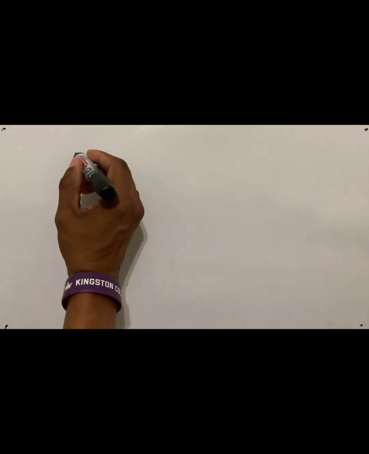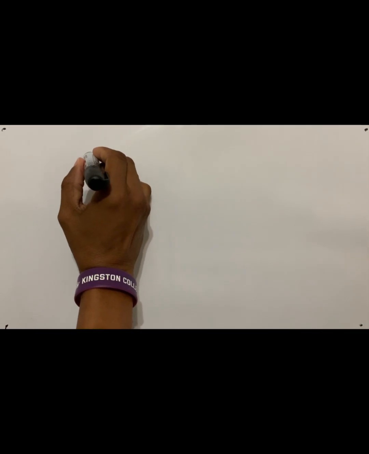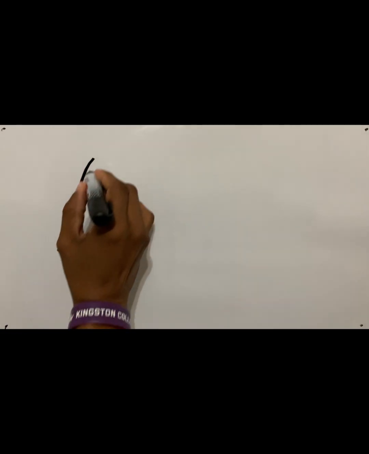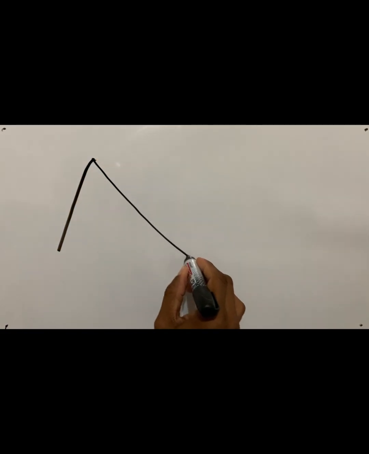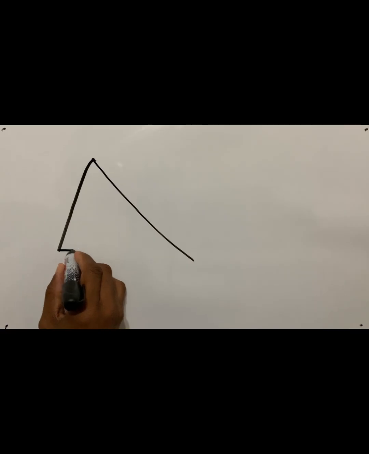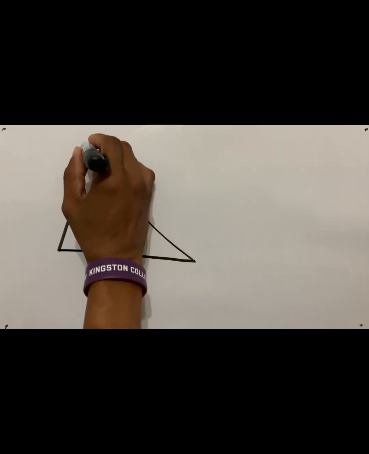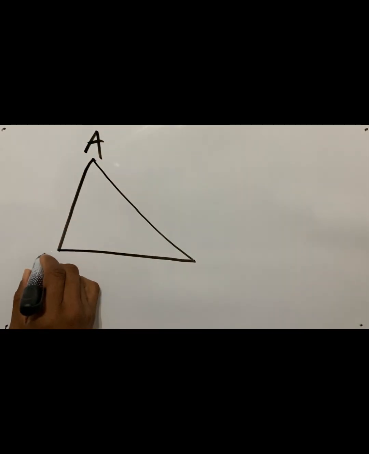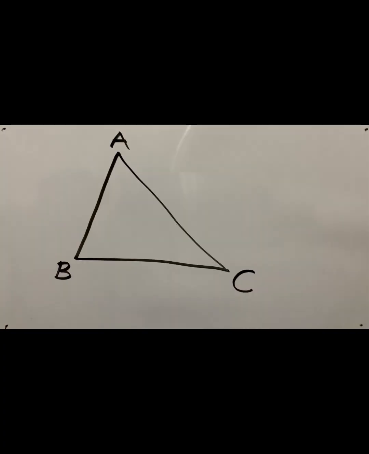Alright, something that is typically overlooked at times are the angle properties of a triangle. It's something that a lot of people don't pay a lot of attention to, but it's very, very important.